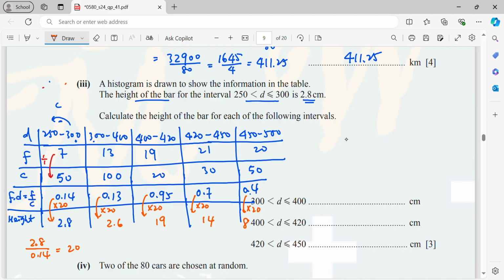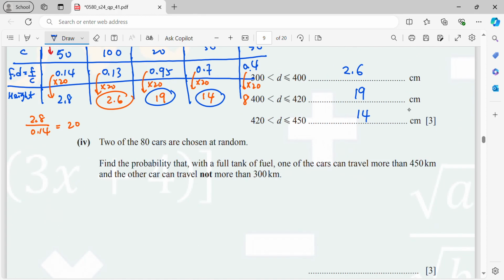So now you need to find out the height for 300 to 400, that is 2.6. So I will write here 2.6 centimeters. 400 to 420, which is 19. And then 420 to 450, that is 14. So this is how we calculate the height of the bars.